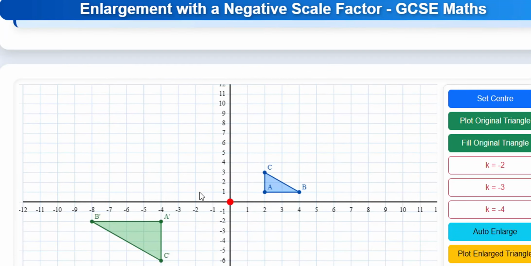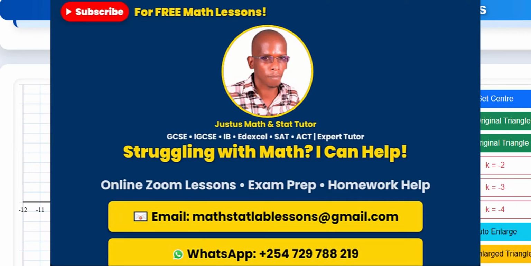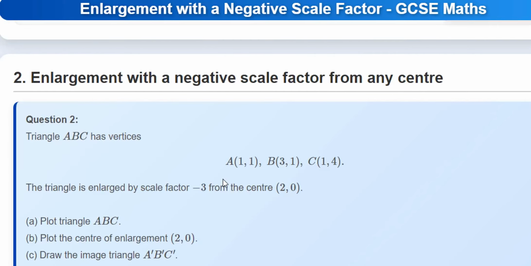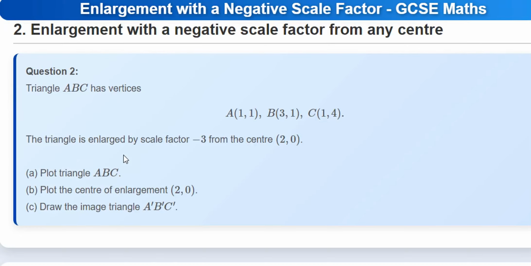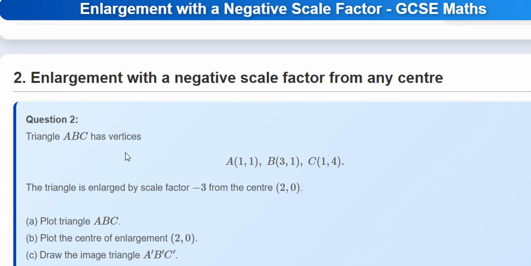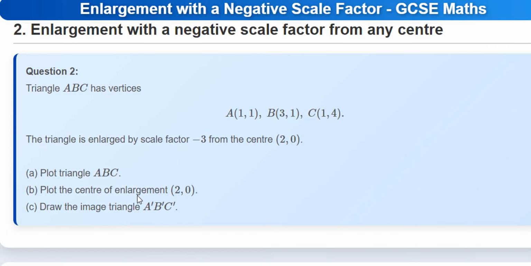So can we try another example? Well, in this second example, you are told a triangle ABC has vertices (1, 1), (3, 1), and (1, 4). Then the triangle is enlarged by scale factor -3 from the center (2, 0). So, of course, plot the triangle ABC, plot the center of enlargement, then draw the image of triangle ABC.